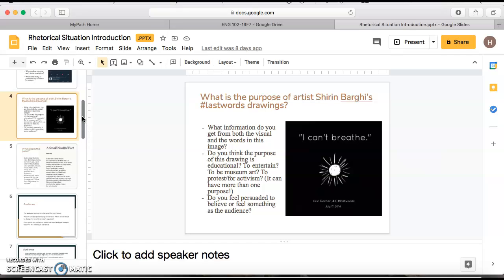This was shared on Twitter with that hashtag last words. So I think a big part of it is for activism, for protest, in conjunction with Black Lives Matter, and also to be educational. Obviously, not everyone is going to have heard of Eric Garner. And so in a way, this is also educational. You might not have known his last words. You might not have heard of him before. You might have been too young to hear about that happening in 2014. So you want to think about, do you feel persuaded to believe or feel something as the audience? And that can also be a sign of what the purpose of this is.